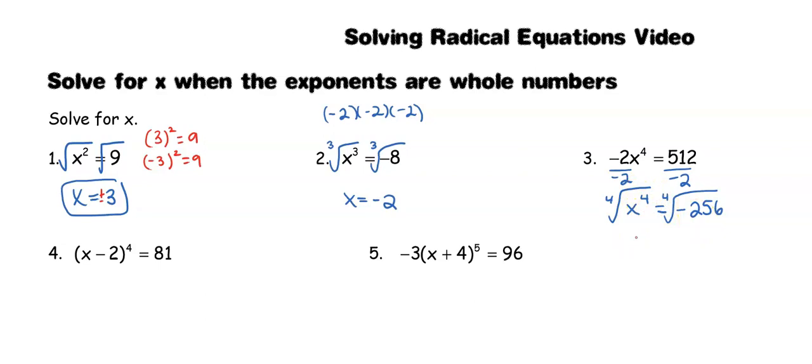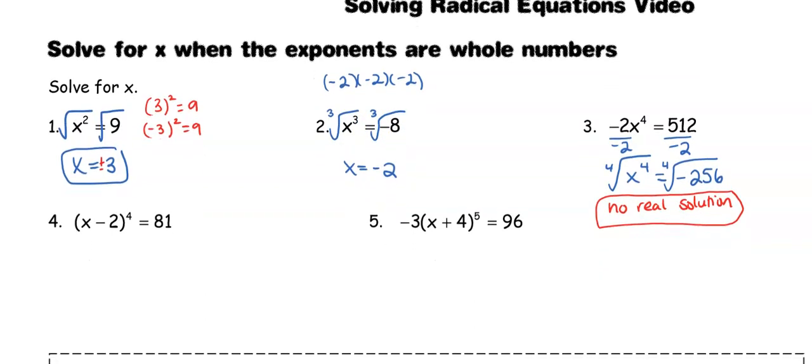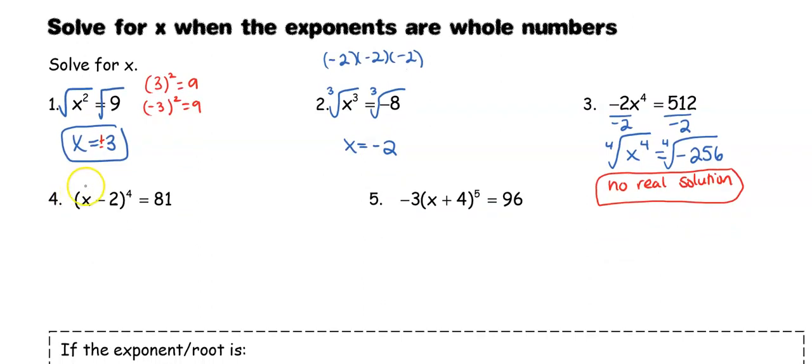4 negatives would make a positive, so this is a no real solution. So I can have the odd root of a negative number, but I cannot have the even root of a negative number. All right, so we're looking down at number 4.